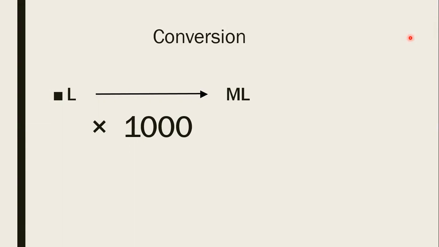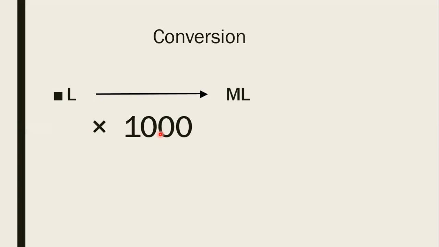You have to know about this. Whenever we have to convert L into ML, liters into milliliters, we have to do multiplication with 1,000. This is the conversion form. If you remember this, I think you will easily solve these types of questions where you have to convert liters to milliliters and milliliters to liters.